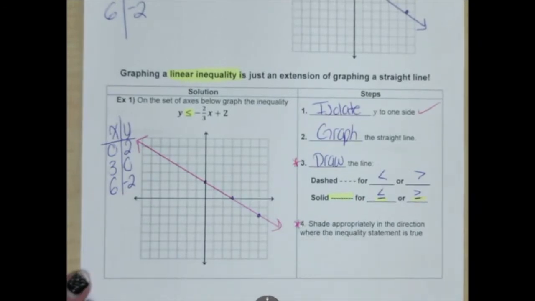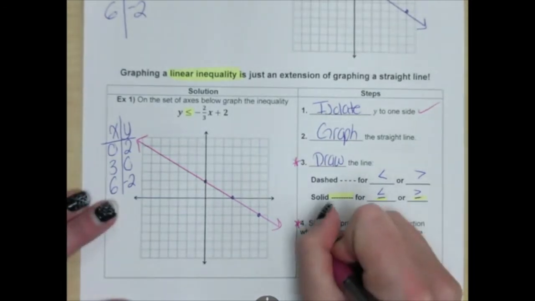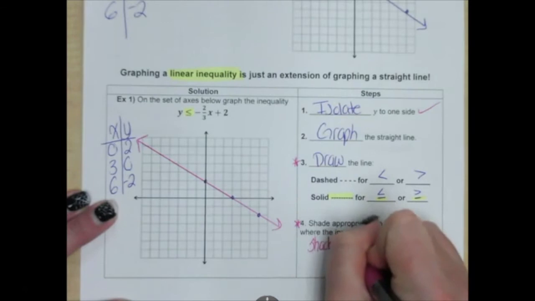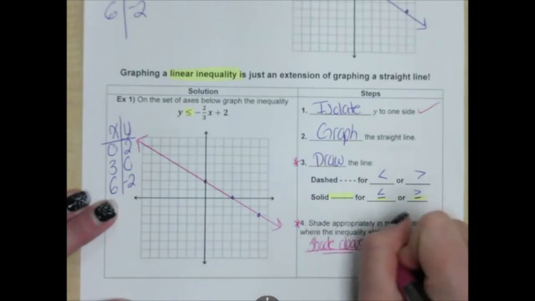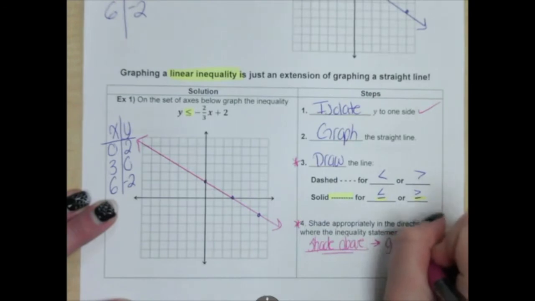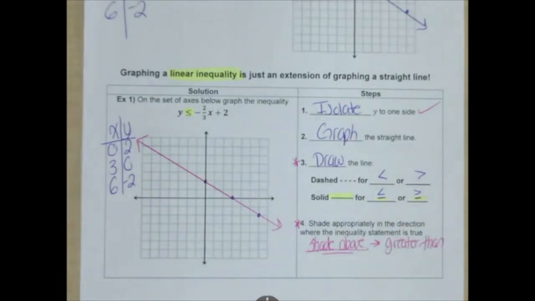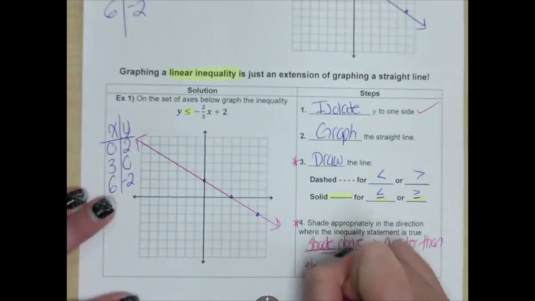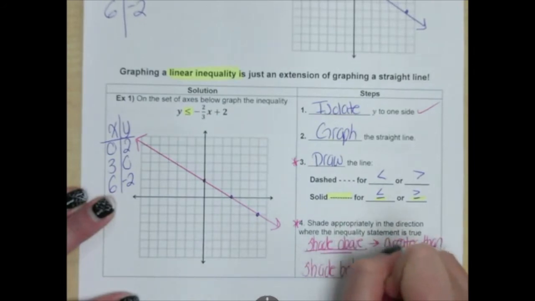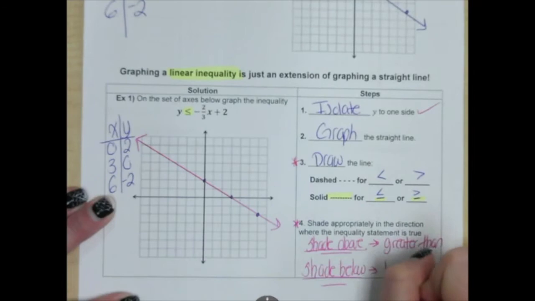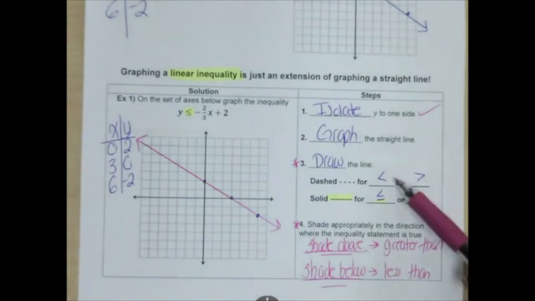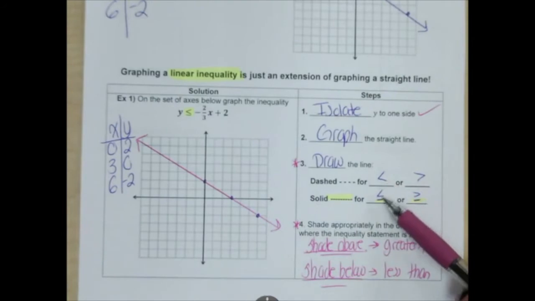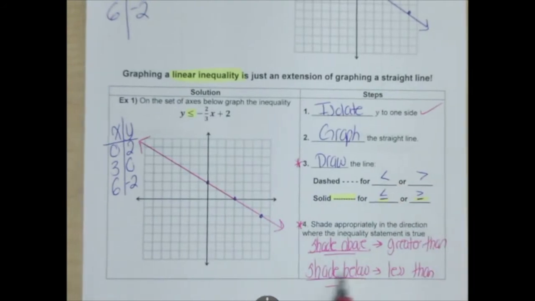That's going to look a little different here. Let's add these notes. I'm going to shade above the line if I have a greater than symbol. So if it's greater than, like this guy, or greater than or equal to, like this guy, that would be shading above the line that I've graphed. If I want to shade below the line, that would have to have a less than symbol, like this one here, just less than, or this one here, less than or equal to. That would again be below the line.